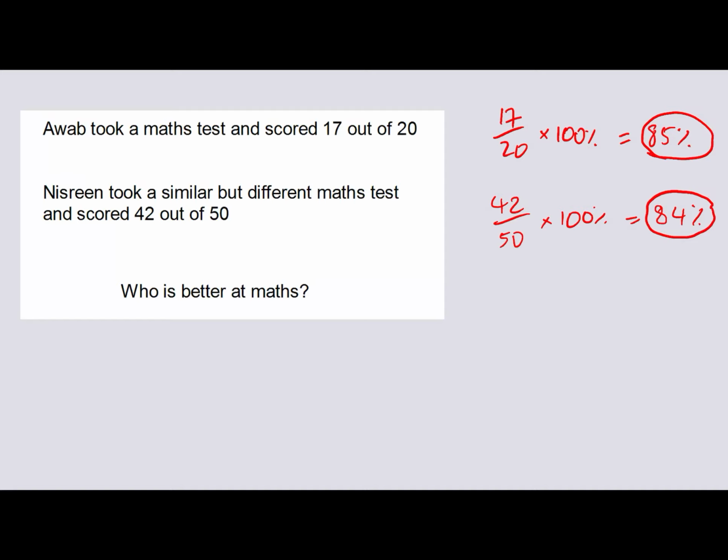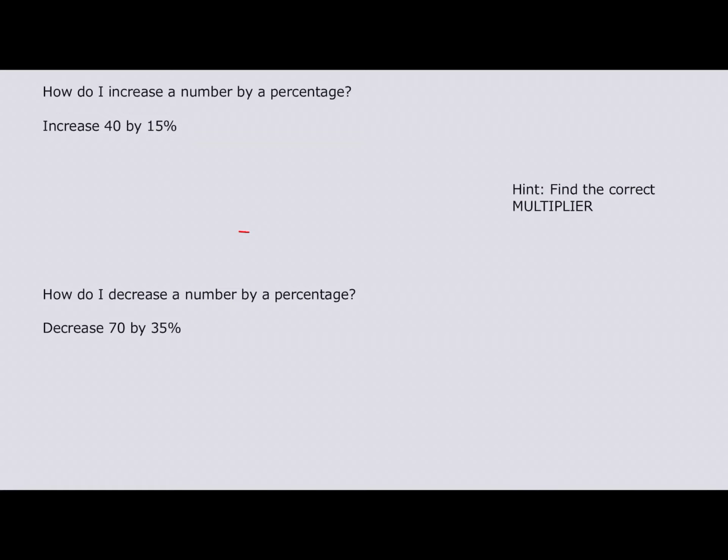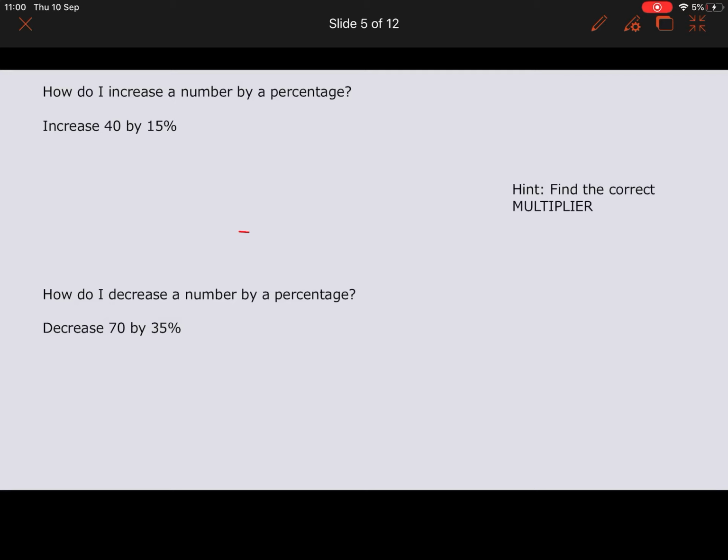So actually it turned out that Awab was slightly better at maths than Nizreen, because now we've got things in percentage terms, we are able to compare and make a judgment about what's going on. So that's why we use percentages, so that we can compare things, okay?